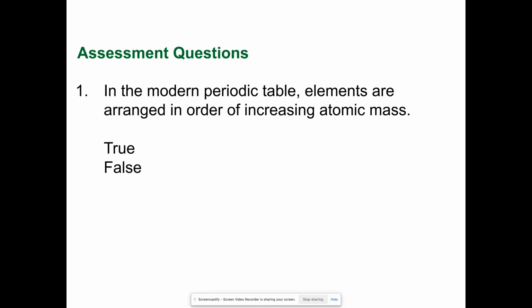In the modern periodic table, elements are arranged in order of increasing atomic mass. True or false? True. No, false. Oh, that's atomic number, not atomic mass. That's okay, I got slipped up there too. Did I say atomic mass or atomic number? I kept thinking atomic number. Even Mr. Adams has to read the question carefully, right? And that's it for today.